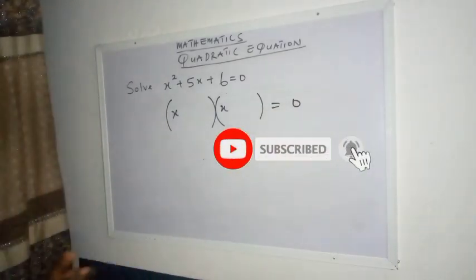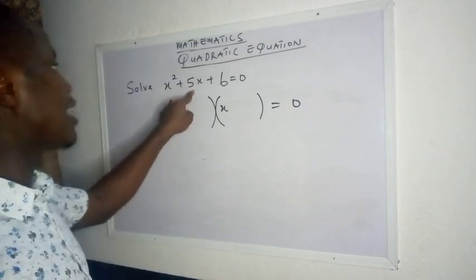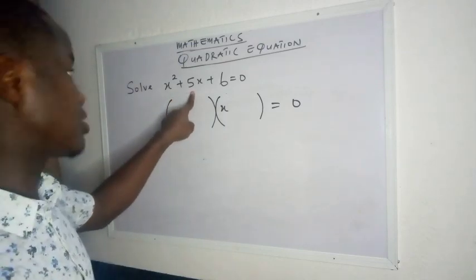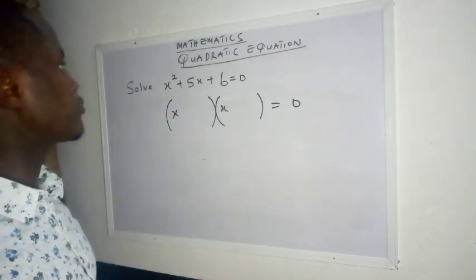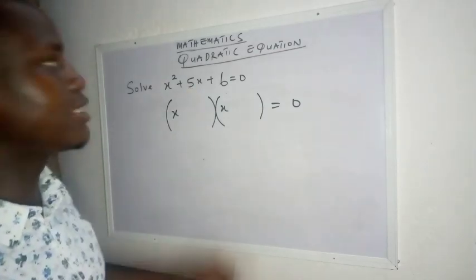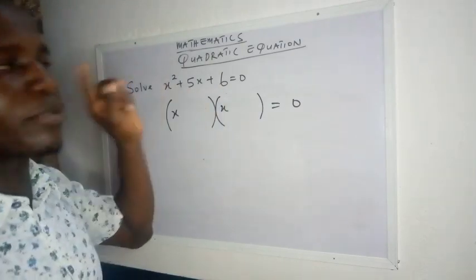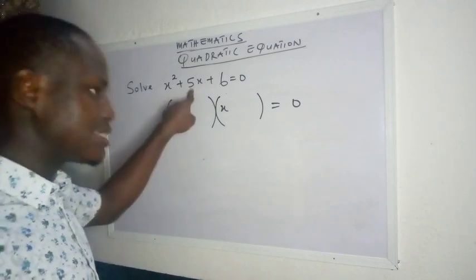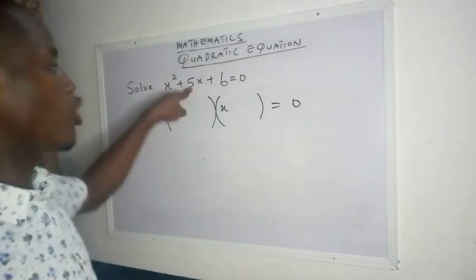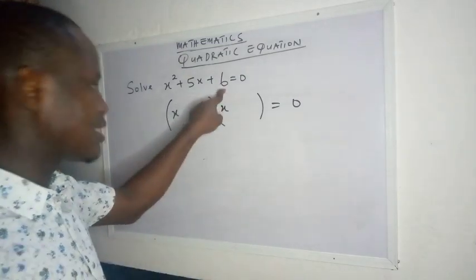Then look for 2 numbers so that when you add them together, you get this, and when you multiply them, you get this. When you add them, you will get the middle term, the coefficient of the middle term, and when you multiply, you will get the last term.